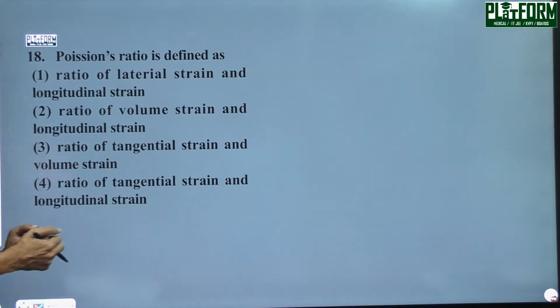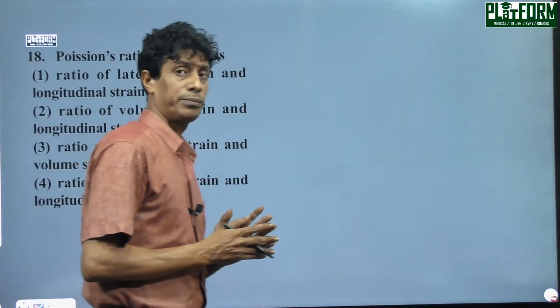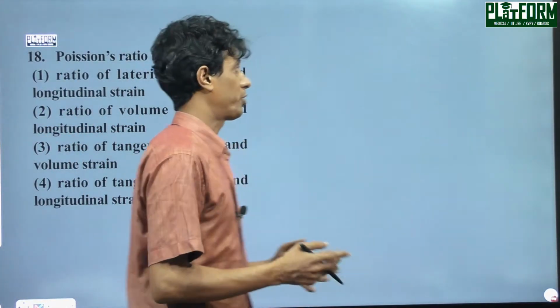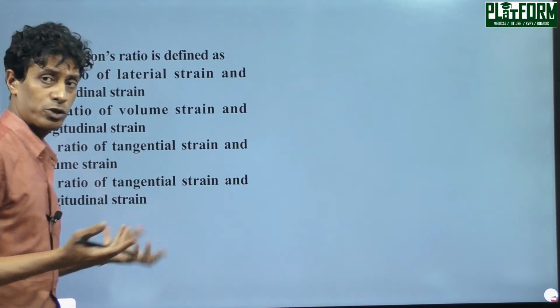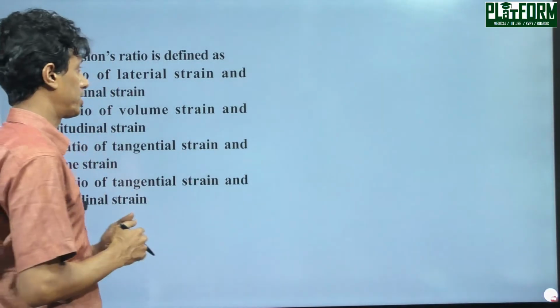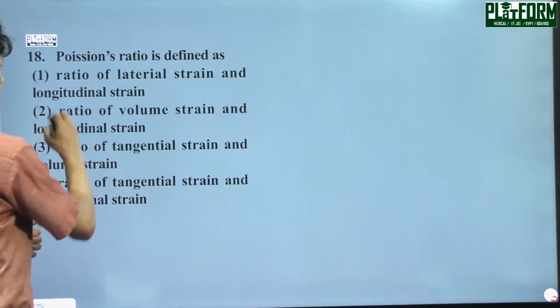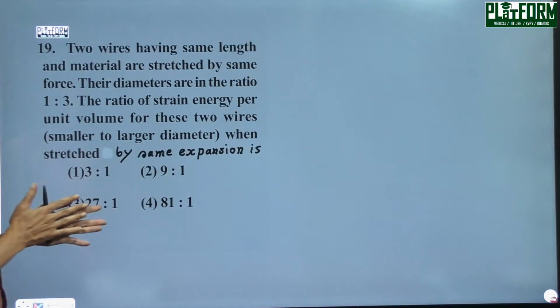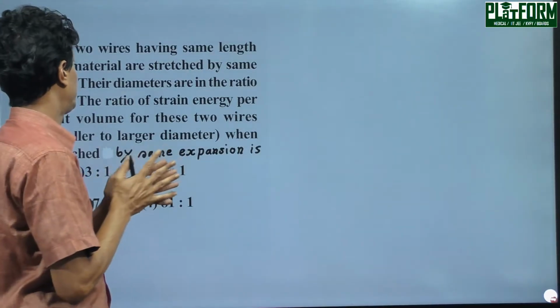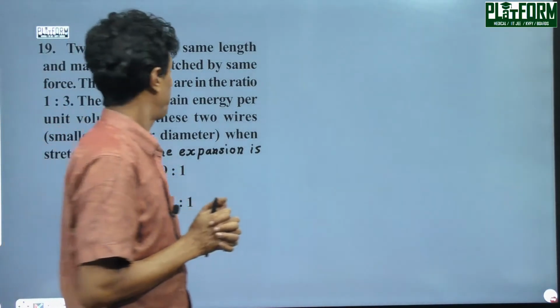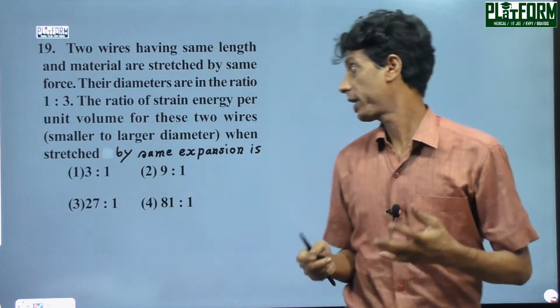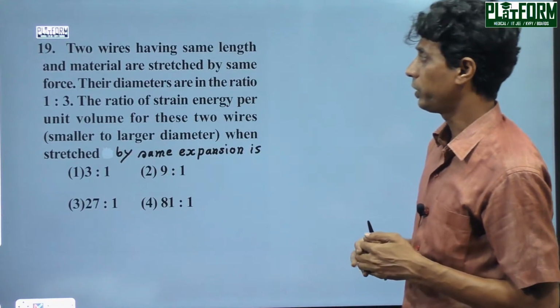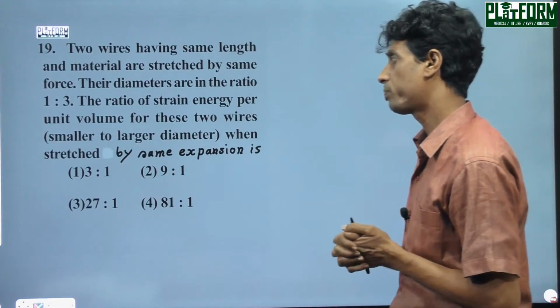Question number 18, Poisson's ratio is defined as, a simple question asked on definitions. Poisson's ratio is the ratio of the lateral strain to longitudinal strain. So the right option here is 1. Next problem. Two wires having same length and material are stretched by same force and their diameters are in the ratio 1:3. Find the ratio of strain energy per unit volume.